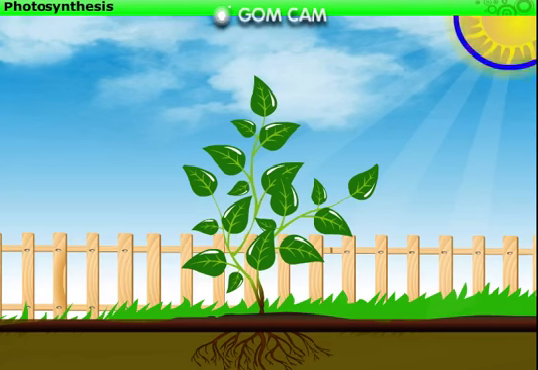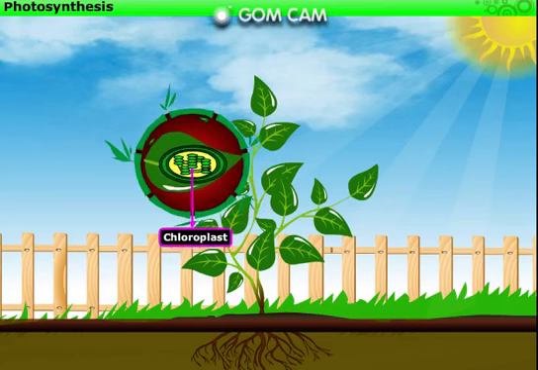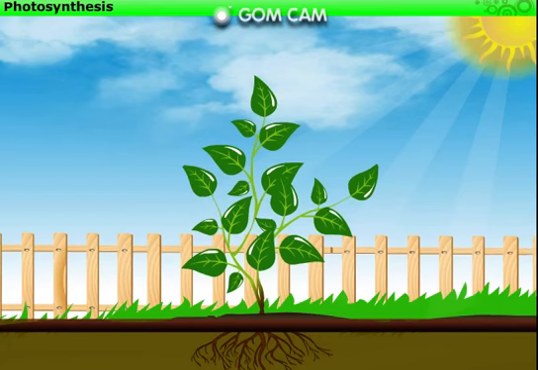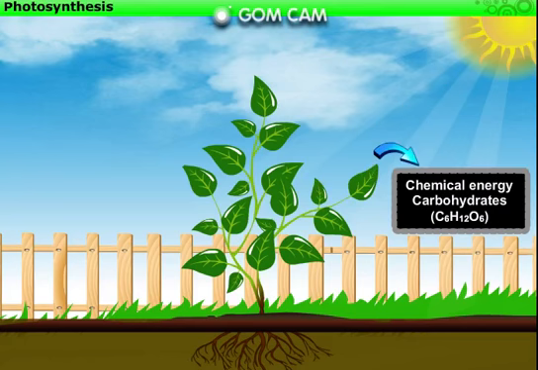The sunlight provides energy, required to carry out the chemical reactions involved in the preparation of food. The green pigment, called chlorophyll, present in the chloroplast of the cells, helps in absorbing energy from sunlight. The food, like carbohydrates, prepared by photosynthesis, contains chemical energy stored in it. Thus, the green plants convert sunlight energy into chemical energy by making carbohydrates.